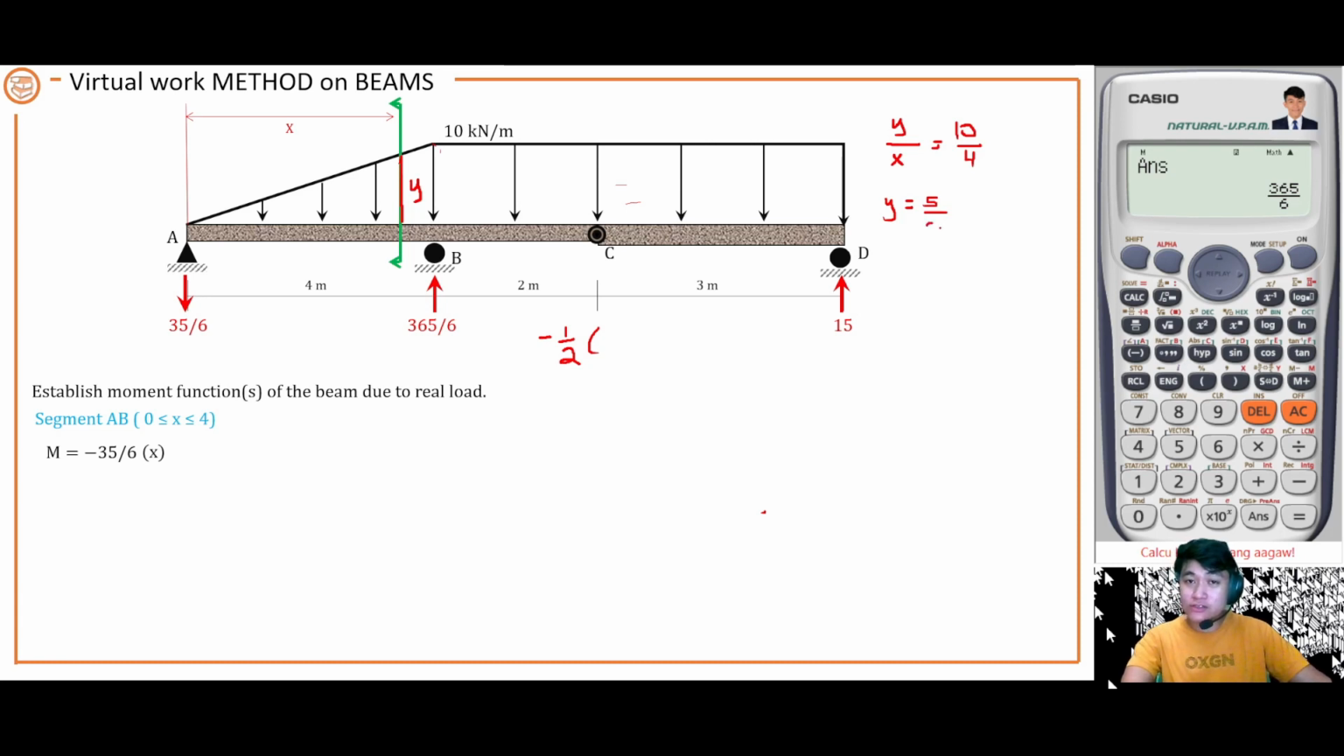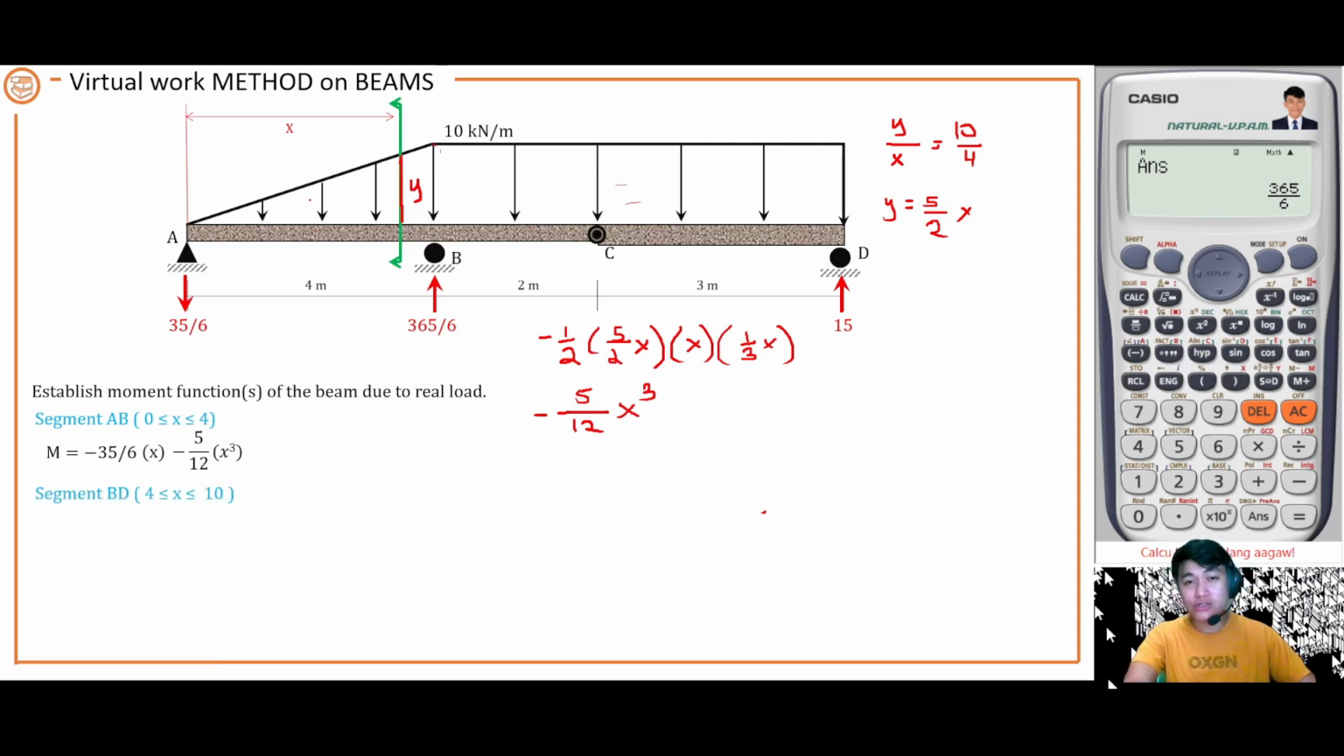It should be 5 over 2x. So y, 5 over 2x, times the base, which is x, times the lever arm, 1/3 of x. Now simplifying this will be 5 over 2 times 2, 4 times 3 is 12, negative x cubed. So that will be the moment of this triangular load towards your cutting section. So that's it, no?